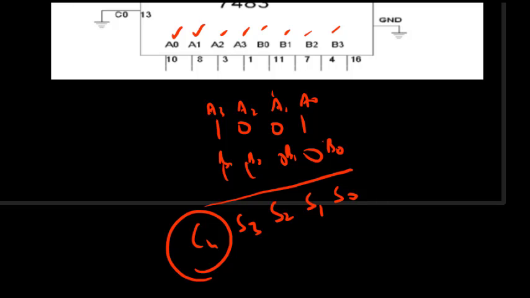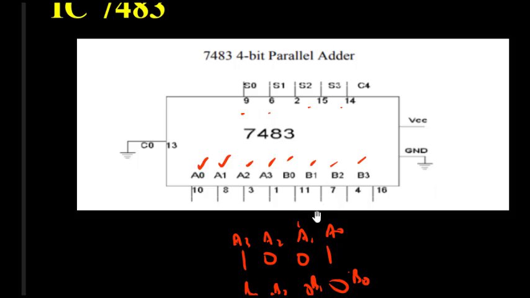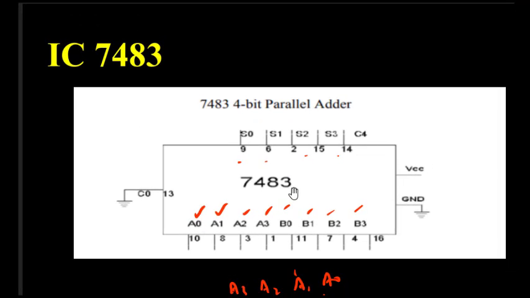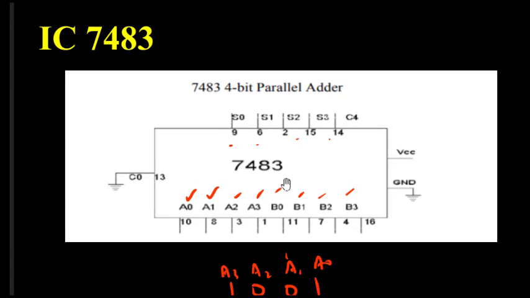This is of course very easy. We just supply the inputs and we get the outputs. This is how the IC 7483 works. Now we will see how to construct a BCD adder using IC 7483.